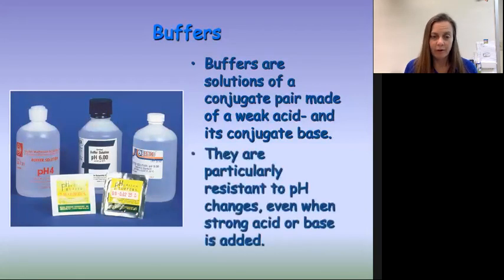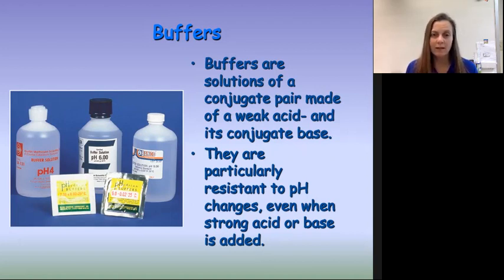The purpose of a buffer is that it's really resistant to pH changes, even if a strong acid or base is added. And so we make buffers in the lab on a regular basis in order to keep things at a particular pH. We use them a lot in medical applications because it's important that anything we put into the human body is buffered. Our blood contains a buffering system. Our blood is actually at a pH of 7.35 plus or minus 0.05, and it relies on two different buffering systems so that it stays at that pH.